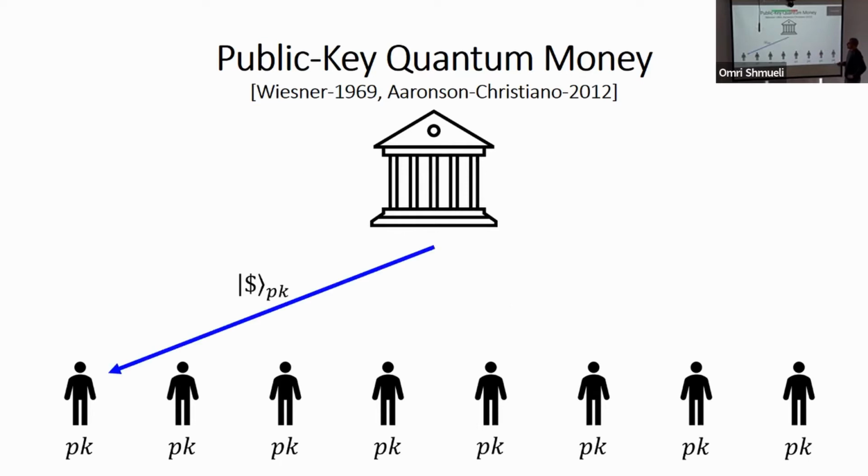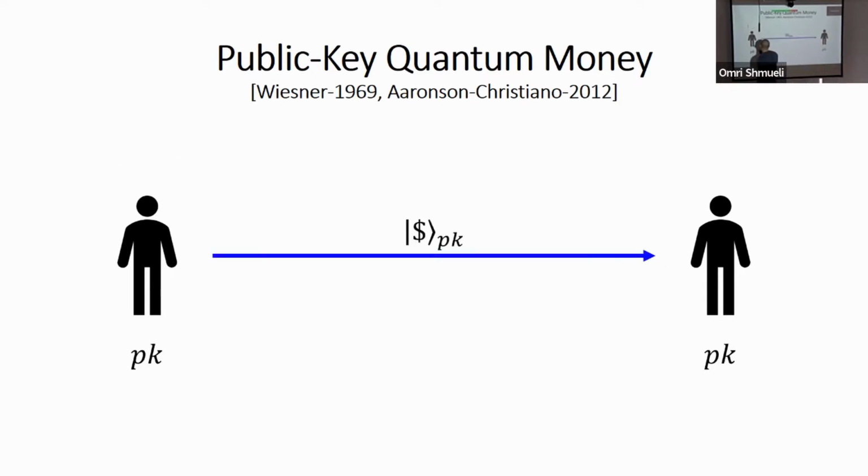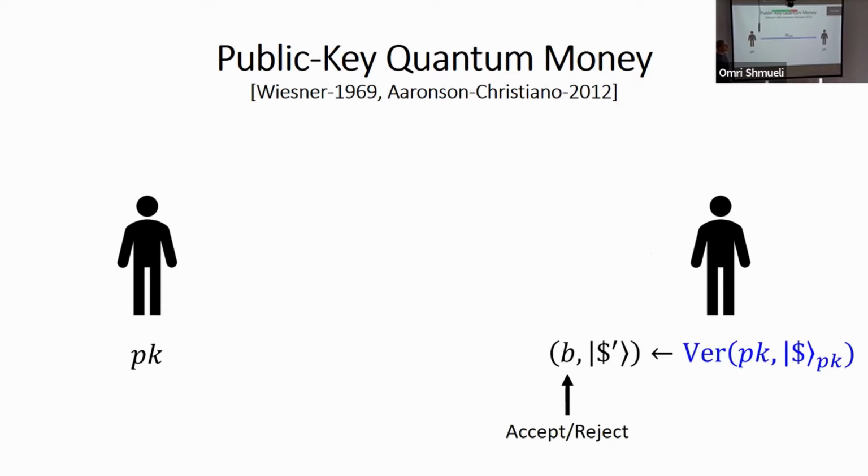And the single copy of this quantum banknote can then be sent to one of the chosen users in the system. And then when it's already in the system, this banknote can be passed around from user to user. And then comes our second algorithm, which is the verification. The verification is a quantum algorithm. It gets the classical public key and the alleged quantum banknote, and it outputs a classical bit, accepts or rejects the banknote, and also tries to keep the copy of the banknote. We would aspire that if this banknote is legit, then this output copy stays legit.